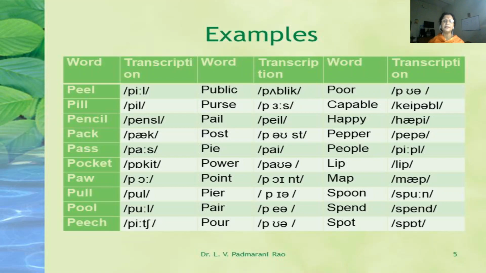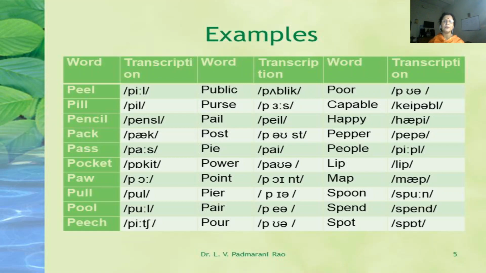C-A-P-A-B-L-E. Now here per is not present in the word initial position, ker is present. So ker is to be accented and per is not to be accented or aspirated. So it is capable. H-A-P-P-Y. P is not in the initial position, so don't accent it. Don't aspirate it. Happy.